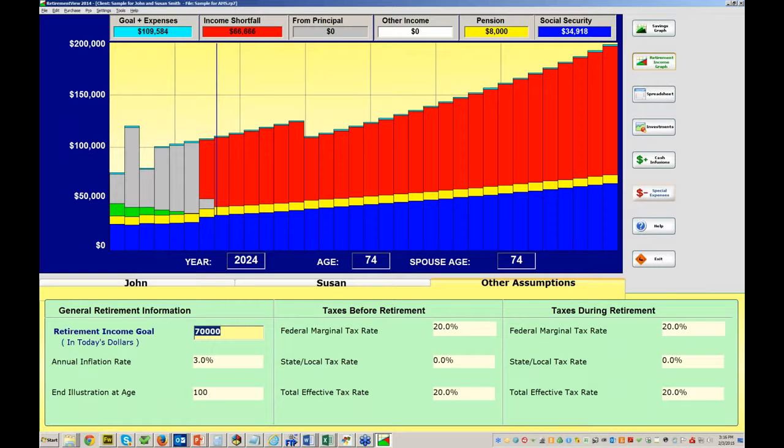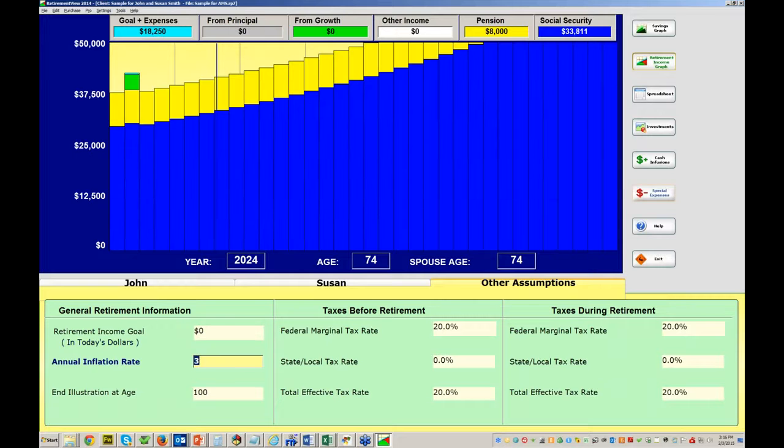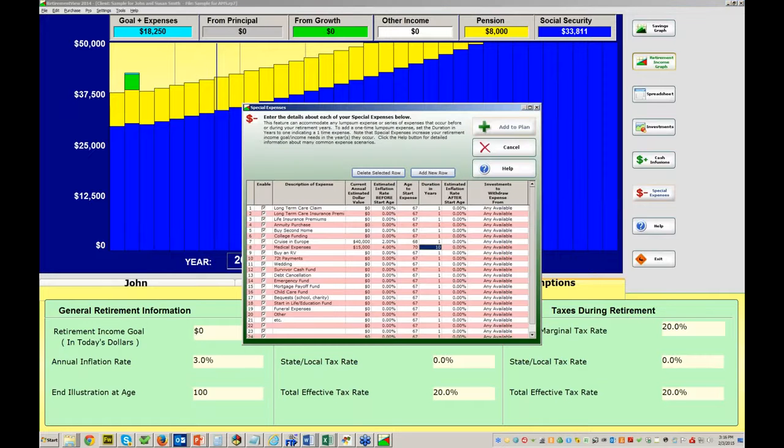Okay, so we want to model in periods. Now, if we do retirement income goal here, this runs to the end of the plan, so we don't have much control over that. So what I'm going to do is enter 0 for that. Now, when I do that, the plan is going to kind of blow up a little bit because it's going to show you the Social Security as providing all the income needs, because it doesn't have any income needs as a target. It doesn't really know what to do. So then I'm going to go to special expenses. I'm going to turn off the cruise and the medical expenses. We're going to get rid of that.